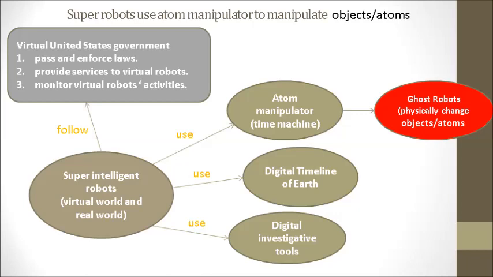One example would be to use the atom manipulator to stop or prevent earthquakes. The bill will be voted on by both humans in the real world and by virtual robots in the virtual world. If the bill is passed, then the superintelligent robots can execute the instructions in the bill.